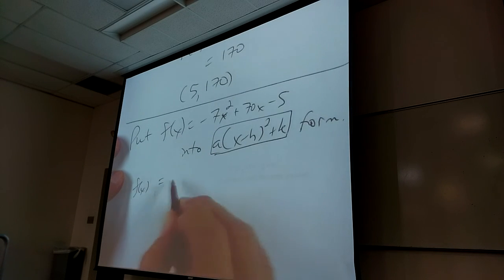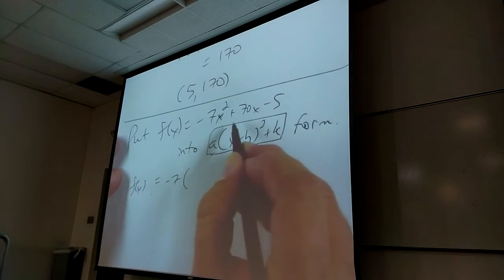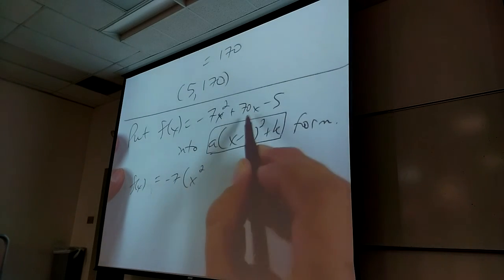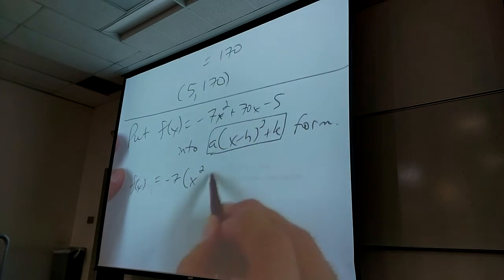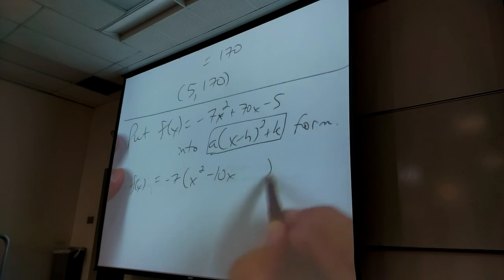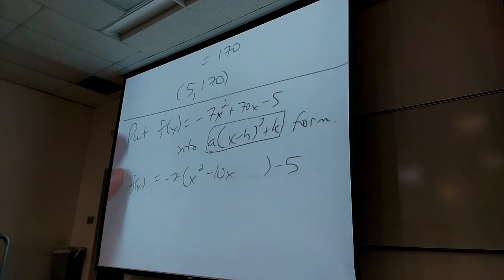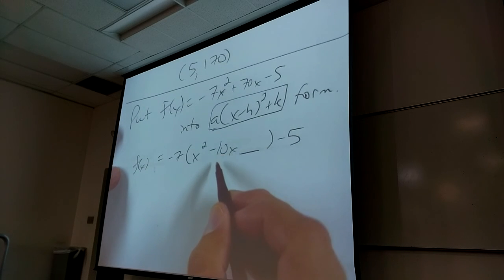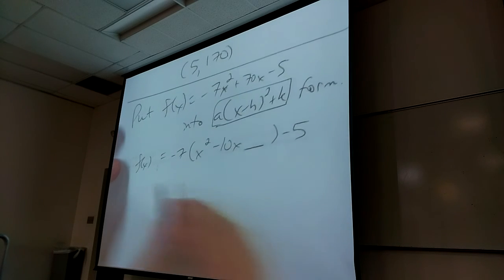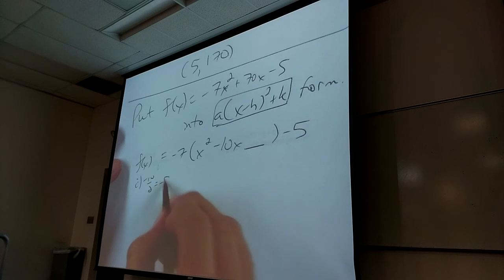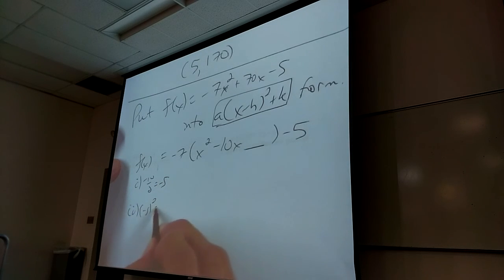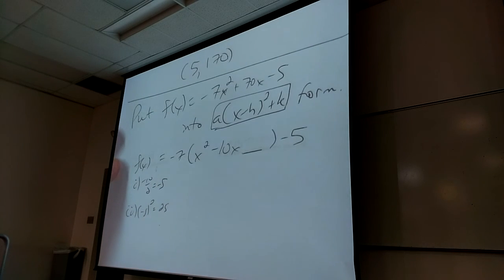Yeah, pull out a negative 7. So I get x squared minus 10x minus 5 over there. And then, most of you guys get the two-step process, but then you're not sure what to do with what comes out of that process. First step, of course, is cut 10 in half, negative 10 in half. Second step is to square that. What do I do with 25?